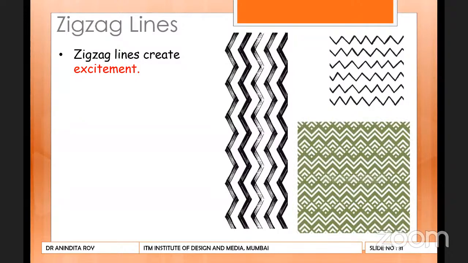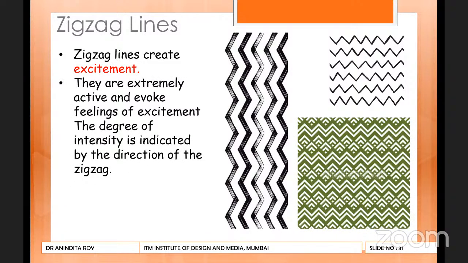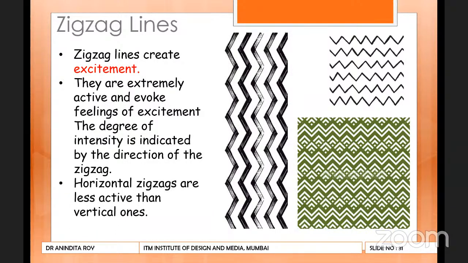So zigzag lines, already they are exciting enough. But if we want to add more excitement to a zigzag, then we add the direction. So horizontal zigzags are less active than vertical ones. So you have zigzags now. Again, so many different kinds of each line, right? So the characteristics and the direction put together in a line, they create thousands of combinations actually. And those you can pick up and use in your designs.